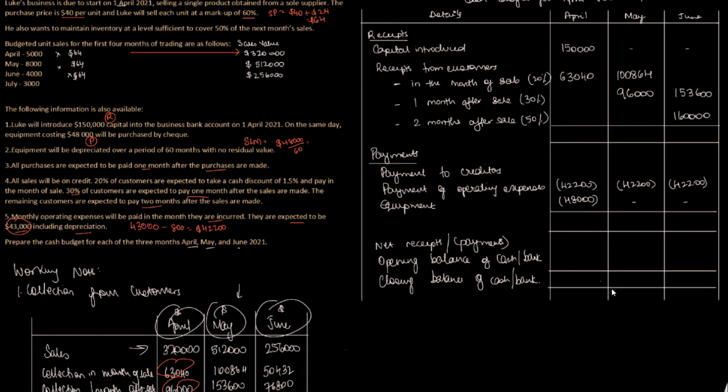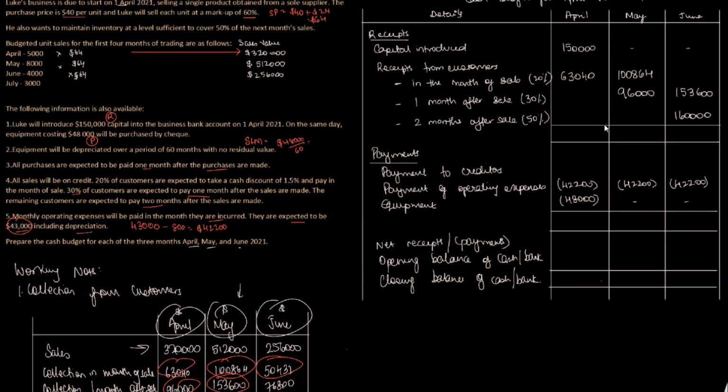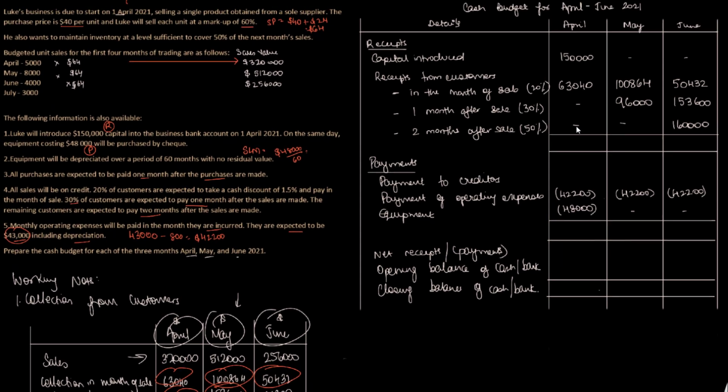Now coming to June month. So from May we've used these two amounts. Now coming to June month, 20% collected in the month of sale, 50,432. So we are going to go here, 50,432. So that completes our collection from customers. Okay, let's continue.